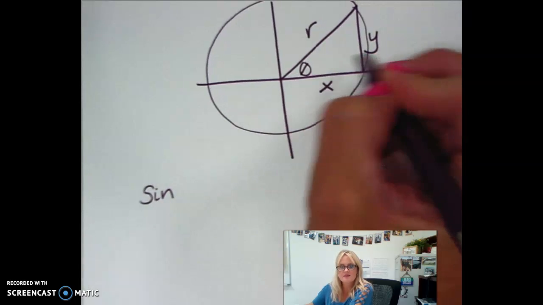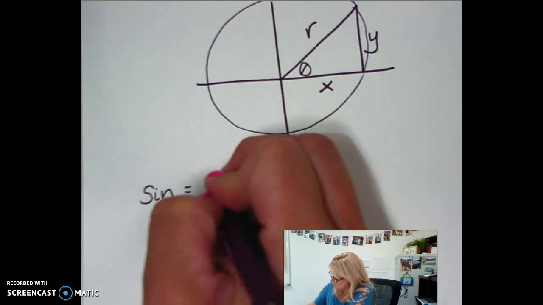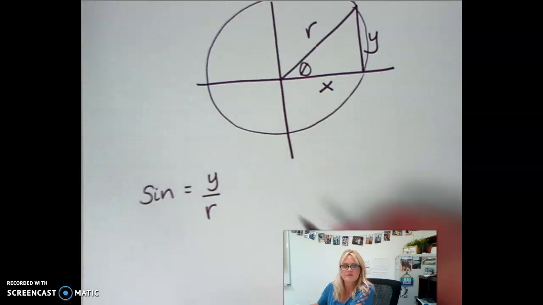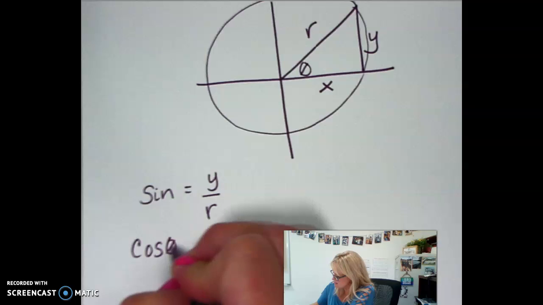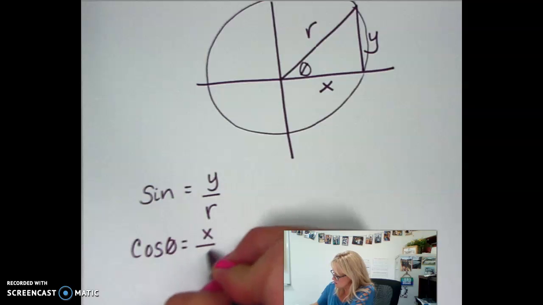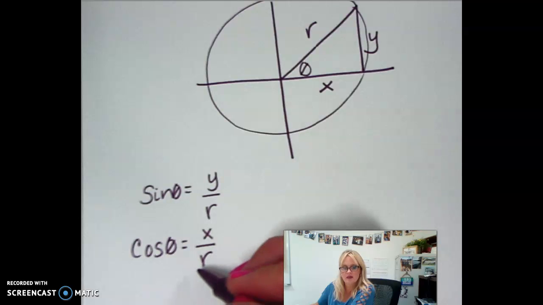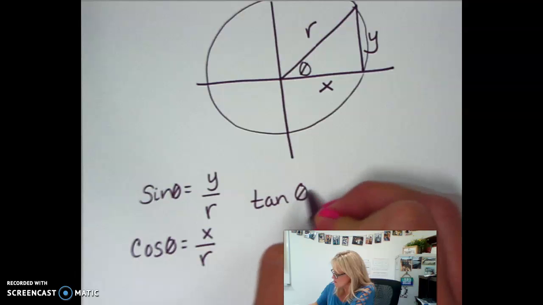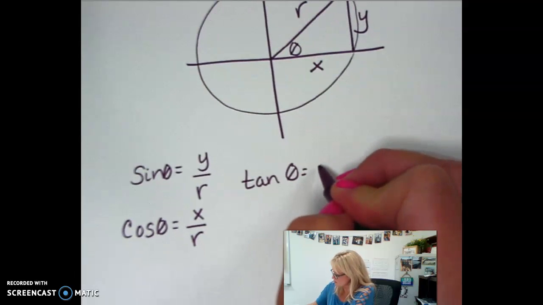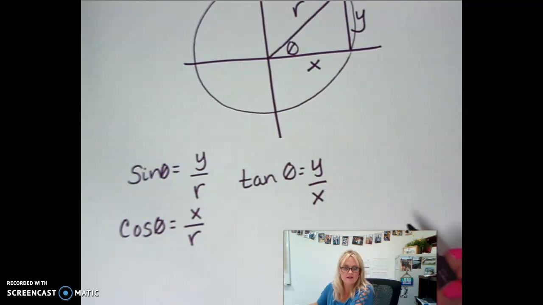Sine then is opposite over hypotenuse, or y over r. Cosine of theta is always x over r, or adjacent over hypotenuse. Your tangent of theta will always be opposite over adjacent, or y over x.